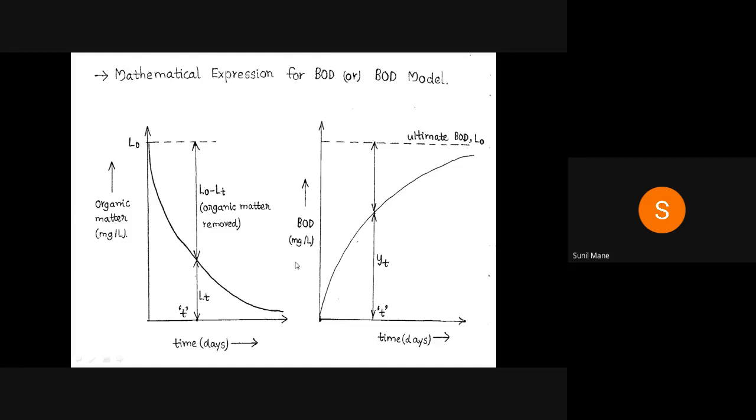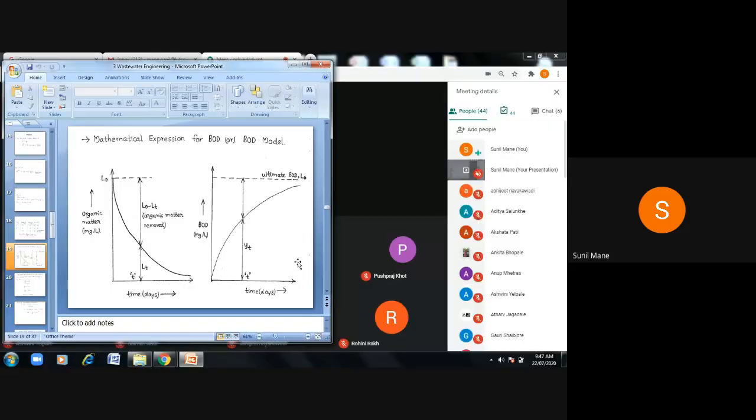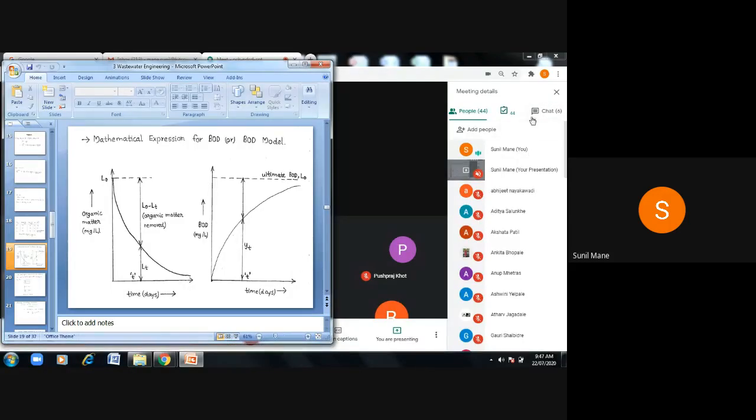Those graphs are to be understood, and then we can go for the further mathematical expression, right? Please, if there are doubts, ask them, then we can go for further explanation.